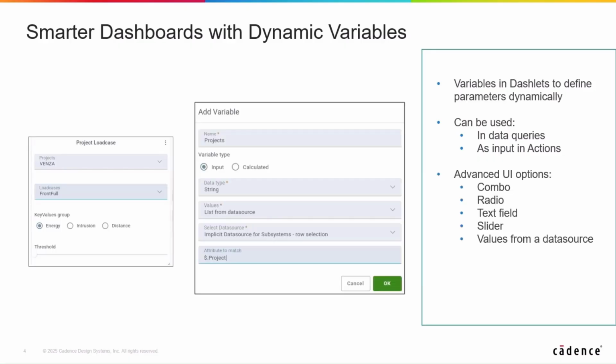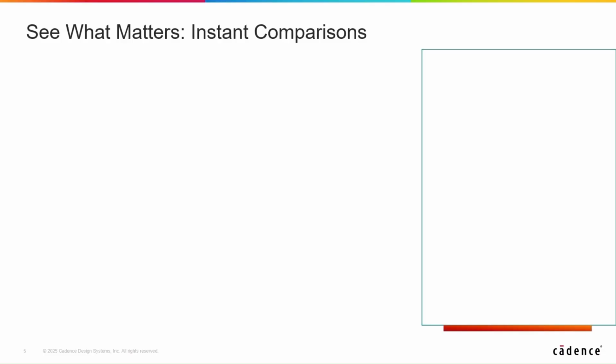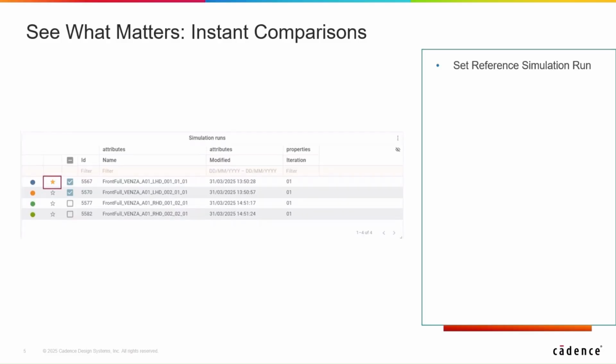To support a wide range of use cases, several UI options are available for interacting with variables, including combo boxes, radio buttons, text fields, and sliders. It is also possible to populate variable values directly from a data source, ensuring that selections reflect the current content of the data. Some new comparison capabilities have been introduced in Answers.